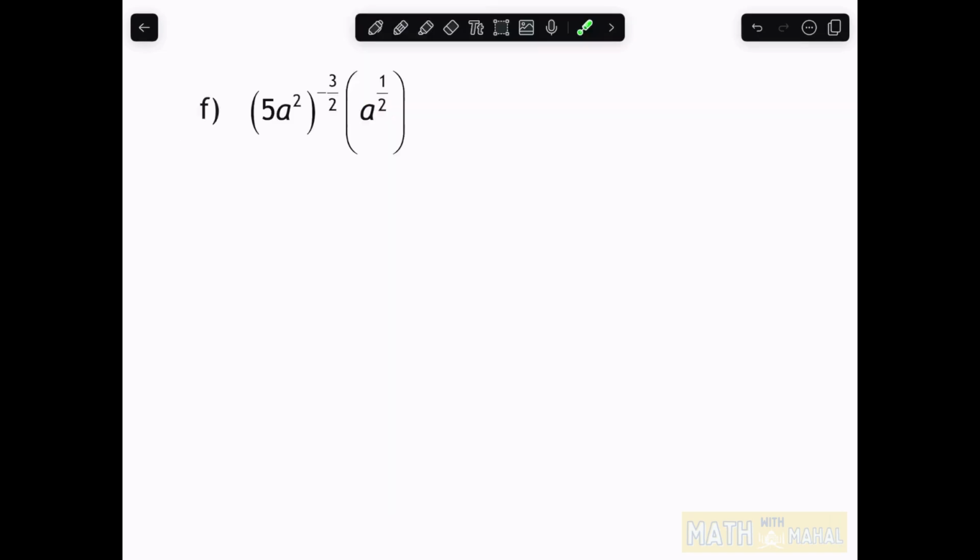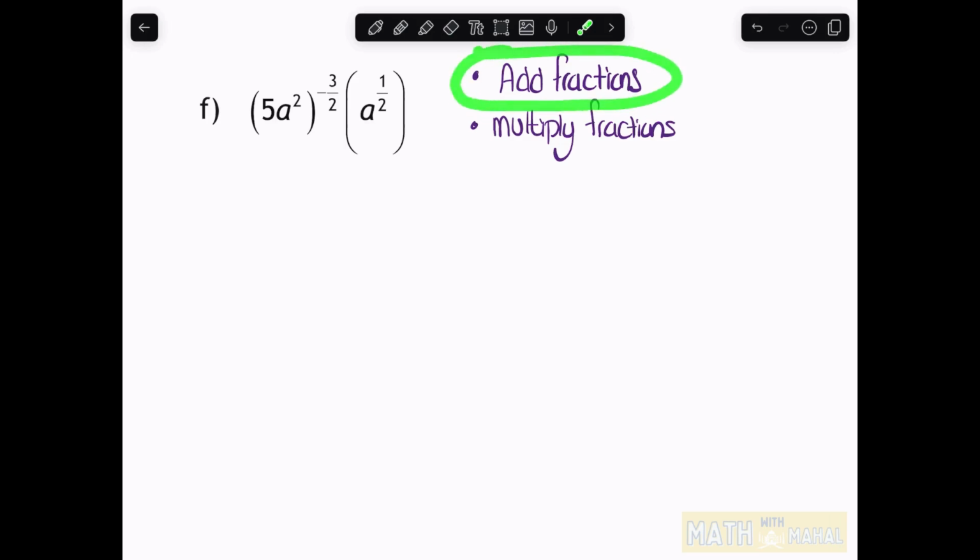Okay, here's the last one, letter F. So this one can definitely be tricky because we're dealing with fractions. So two things we need to remember are how we add fractions and how we multiply fractions. With adding fractions, we are going to need our common denominator. And with multiplying fractions, we're just going to go top times top, bottom times bottom.